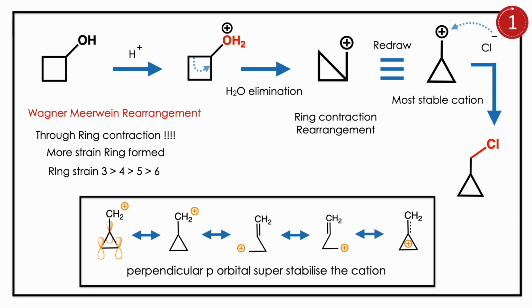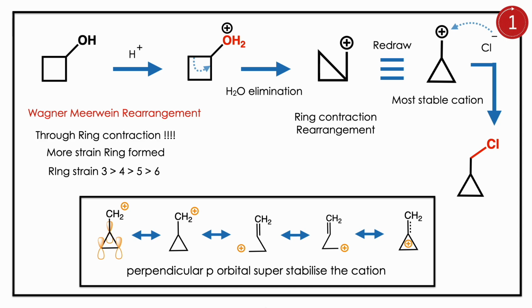Here the cation will form from the ring contraction. It's very important because you are forming a super stabilized cation. Cyclopropyl with methyl group, the methylene cation is stable. Why? Because it will have resonance kind of architecture which creates extra stability which promotes the ring contraction.